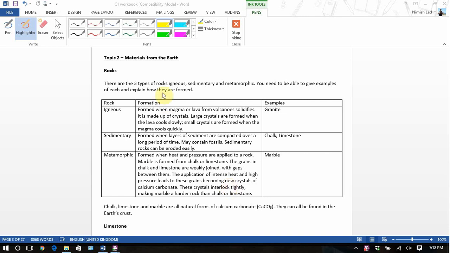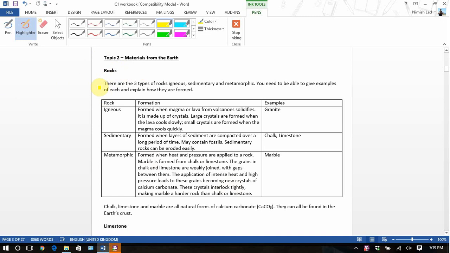This is a video about topic 2, materials from Earth, in CE1 Edexcel Physics, Edexcel Chemistry. Talks mainly about rocks, limestones, and a bit about balancing equations and atoms and chemical reactions. So let's start with rocks.